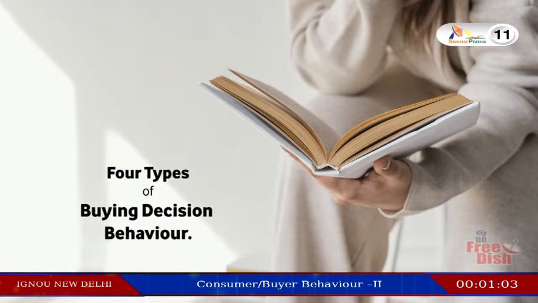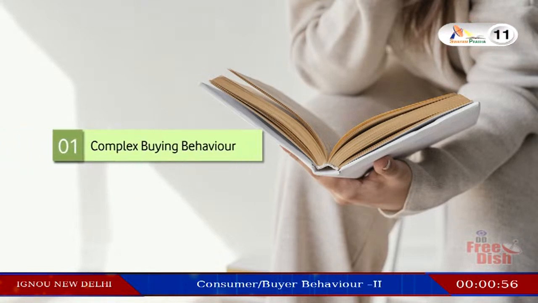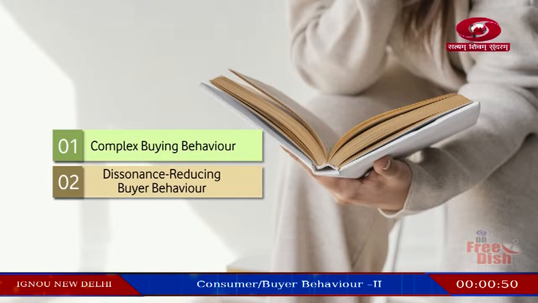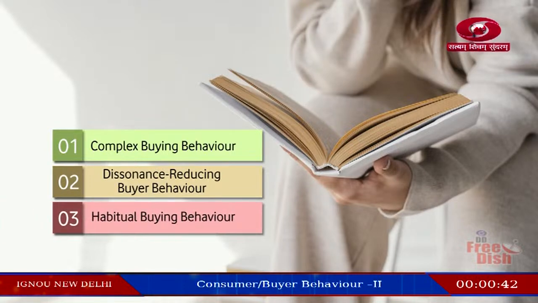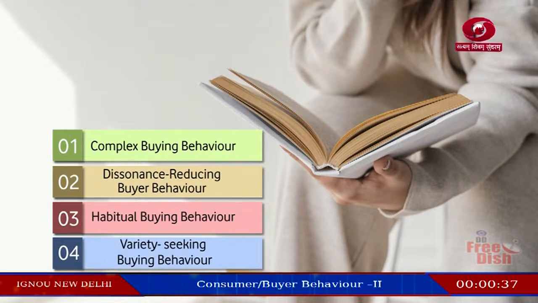So majorly we have seen that 4 types of buying decision behavior are portrayed by the customers. The complex buying behavior, that was for expensive and durable goods, which involves lots of research. Dissonance reducing buying behavior, where the products are very close, the differentiation is so close that you are finding it difficult to decide. And then the habitual buying behavior, which involves very little involvement, and variety seeking buying behavior, where the customer wants to change the brand, to switch the brand for different exposure.